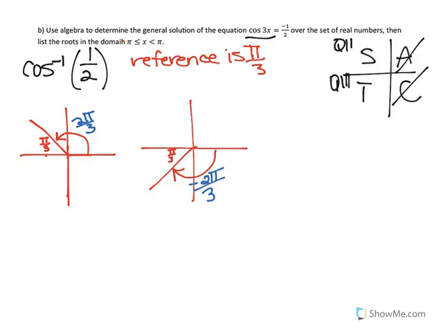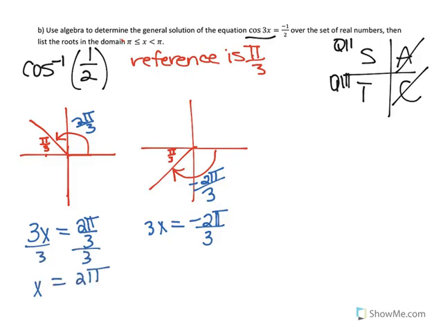Okay, and because we have cos to be 3x, we're going to set this up as 3x equals 2 pi over 3, and 3x equals negative 2 pi over 3. And then we'll divide by 3, so we have x is equal to 2 pi over 9, and divide by 3, and x is equal to negative 2 pi over 9. So those are our two solutions for this.